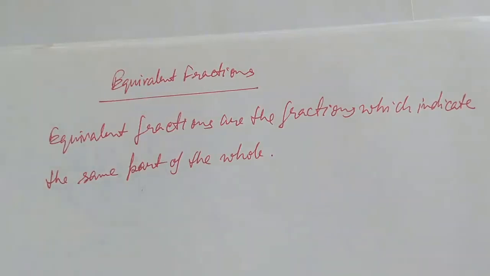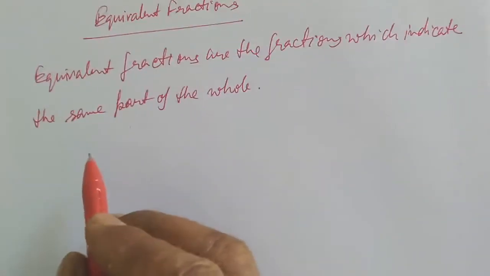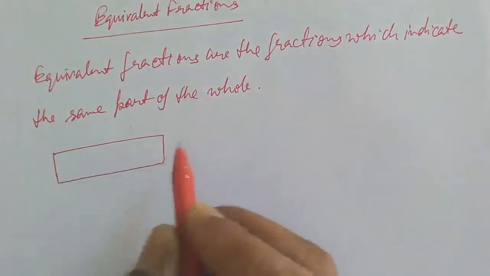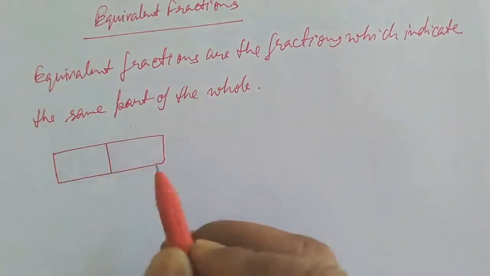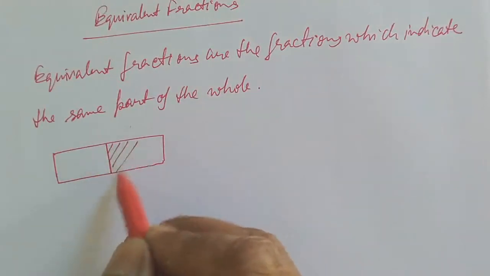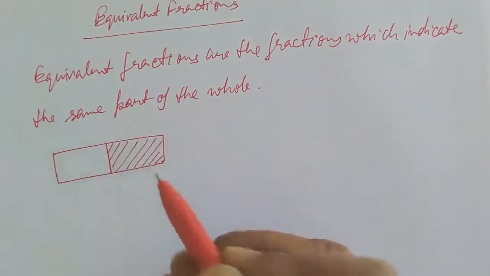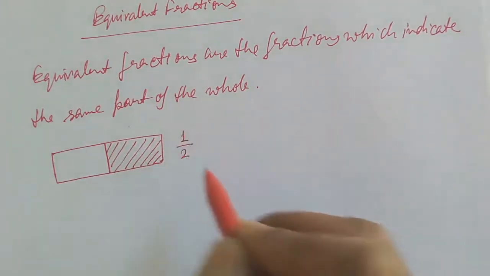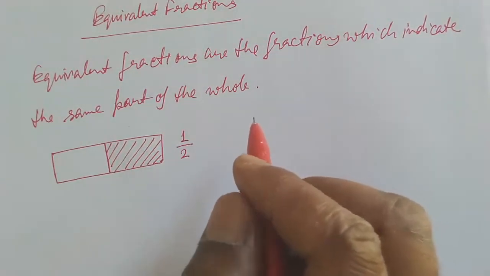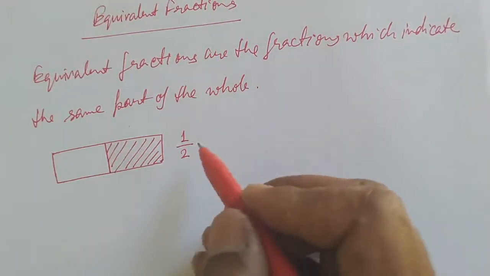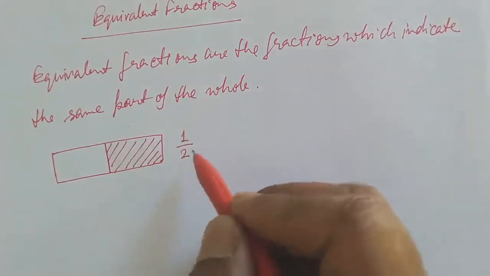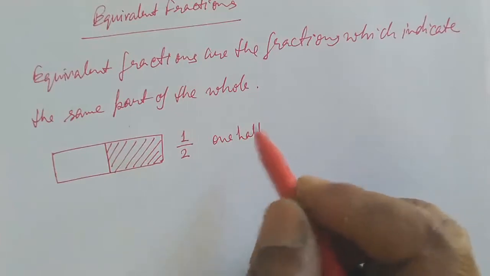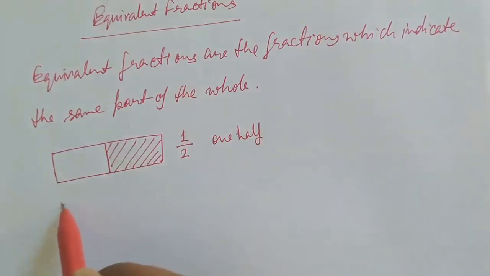Now understand this thing by one example. Suppose that this is a strip. Now we have divided this strip into two equal parts and we have shaded this one part. So one part out of the two equal parts has been shaded. So the corresponding fraction is 1 by 2. This is 1/2, right?